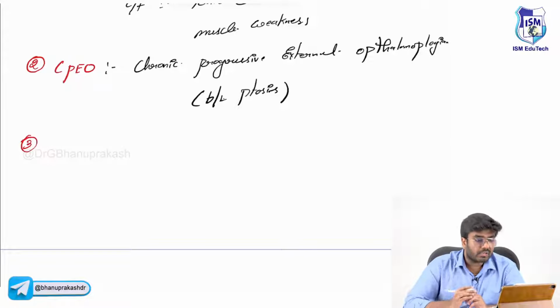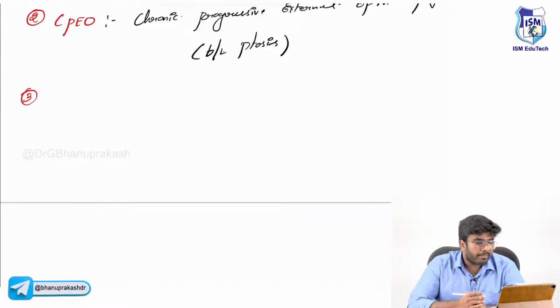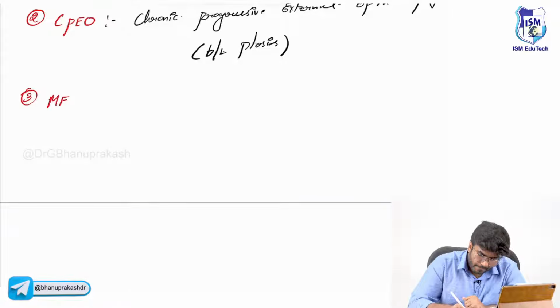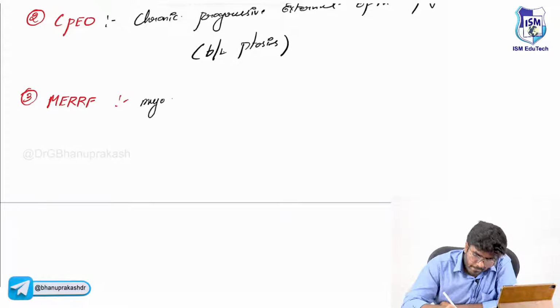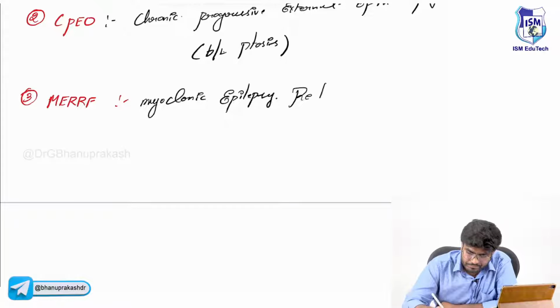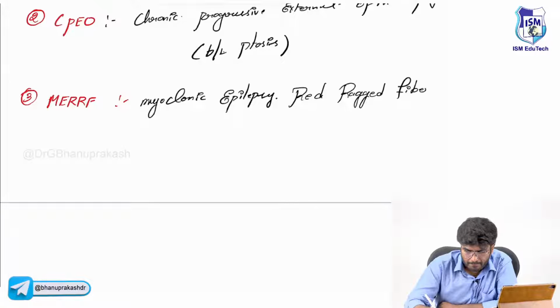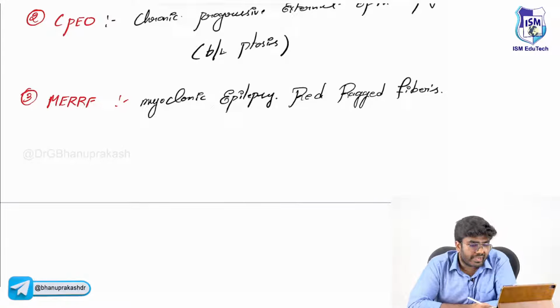Now the third mitochondrial disorder which I want you to know is MERRF. Guys, can you tell me what exactly is MERRF? It's the third mitochondrial disorder. MERRF means myoclonic epilepsy with red ragged fibers.